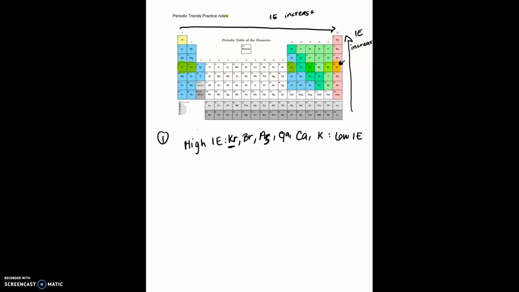All right, so before we go on, I want to erase these highlightings because we are going to see another group of elements. All right, in question number 2, we're looking at atomic radius. Now, atomic radius is the exact opposite from ionization energy.